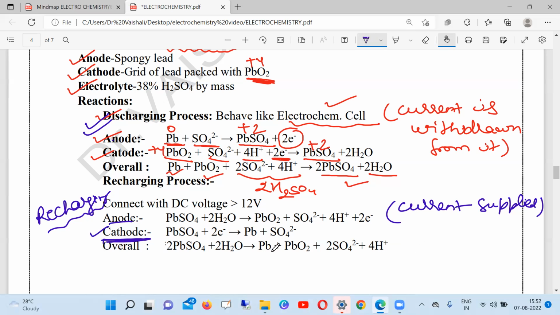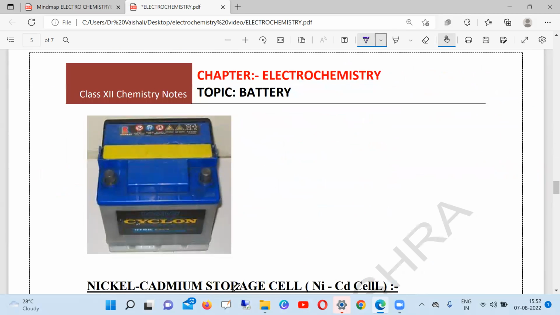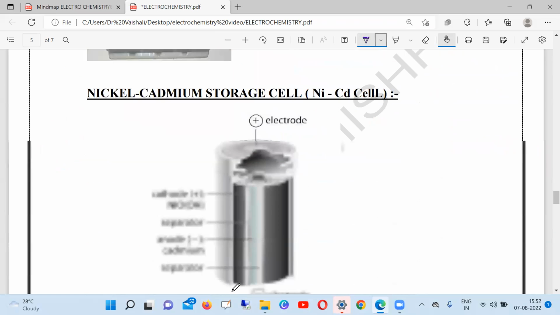Means what is the need of recharge? Again we have recovered lead. PbO2 वापस आ गया हमारा. Means we have again got what? Anode and cathode. So again it will start working. So this is the principle of the recharging cell.